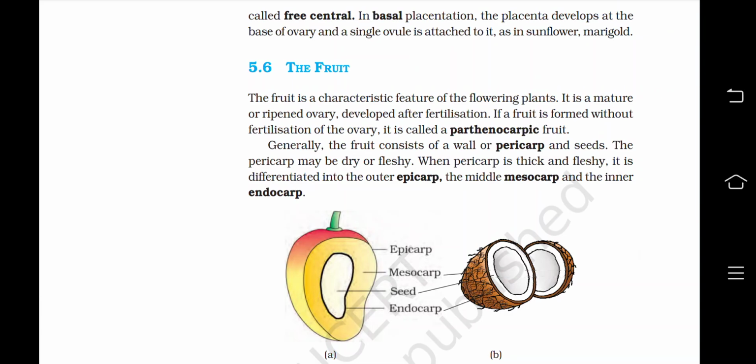The fruit. The fruit is a characteristic feature of the flowering plants. It is a mature or ripened ovary developed after fertilization. If a fruit is formed without fertilization of the ovary, it is called a parthenocarpic fruit. Generally, the fruit consists of a wall or pericarp and seeds. The pericarp may be dry or fleshy. When pericarp is thick and fleshy, it is differentiated into outer epicarp, the middle mesocarp, and the inner endocarp.